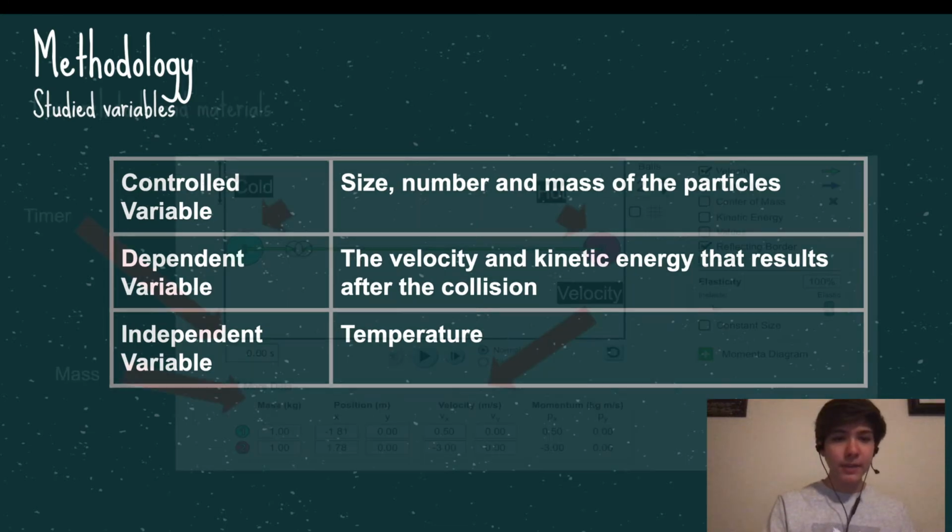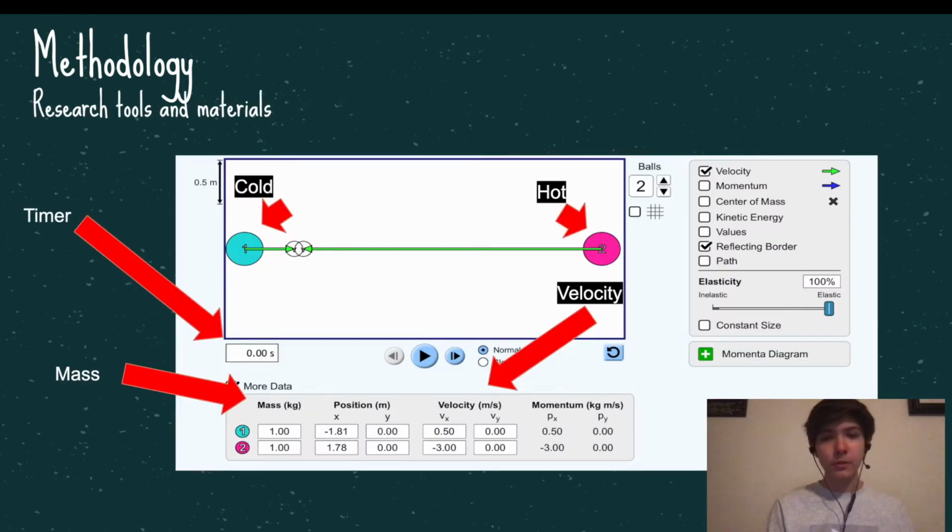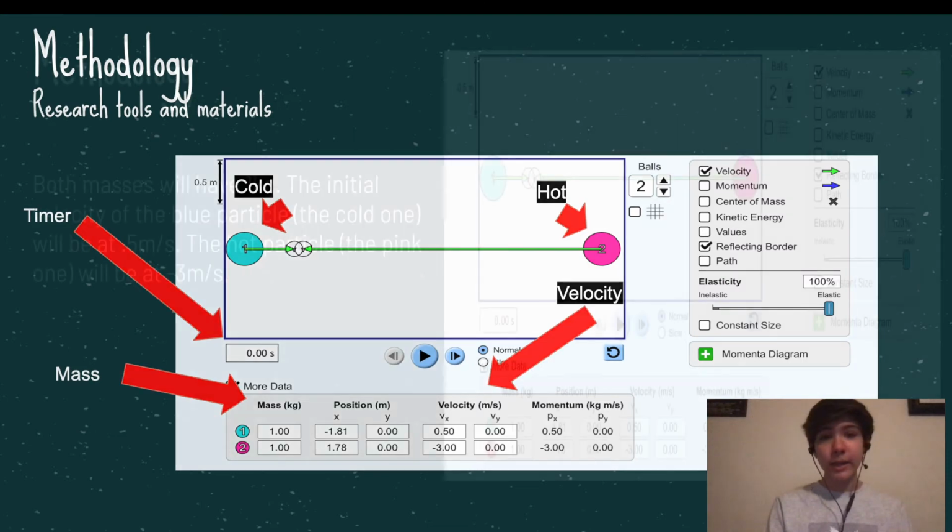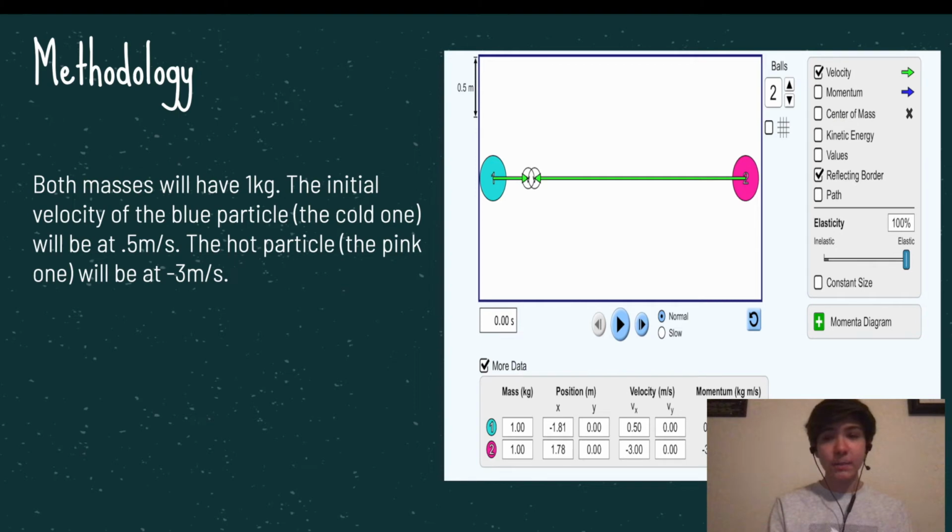So I'll be using the timer that helps me to keep track of how much the particles have collided with each other. I'll be taking mass and the velocity, and also the cold particle is the blue one, which is going to be moving slow, and the hot one is going to be the pink particle. Both masses will be 1 kilogram, and the initial velocity of the cold one, which is the blue one again, is going to be 0.5 meters per second to the right, and the pink one, which is the hot one, will be negative 3 meters per second to the left.